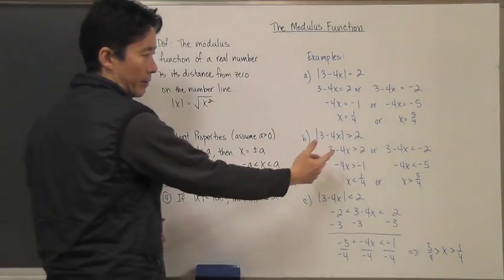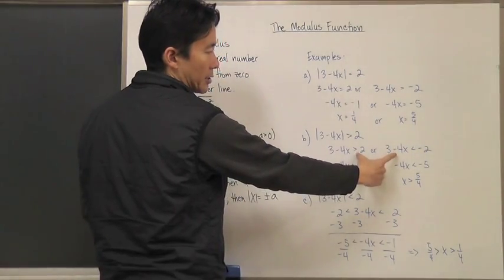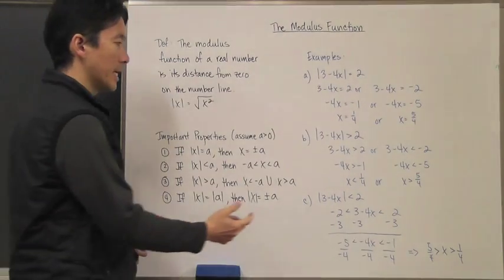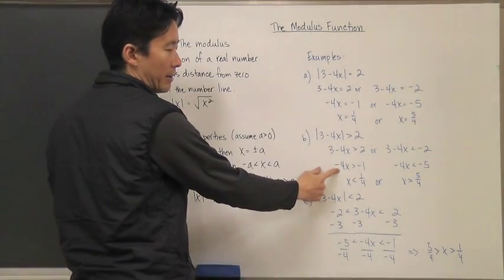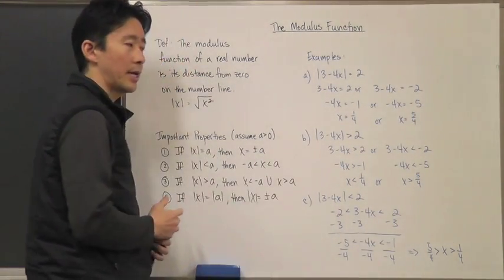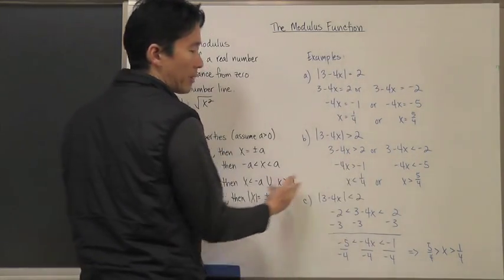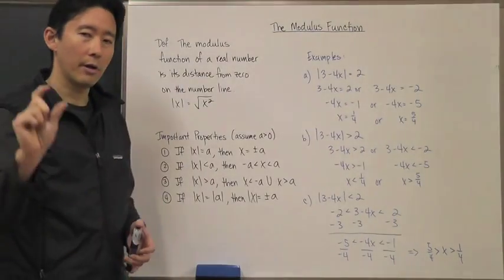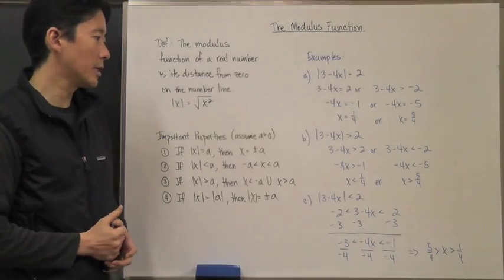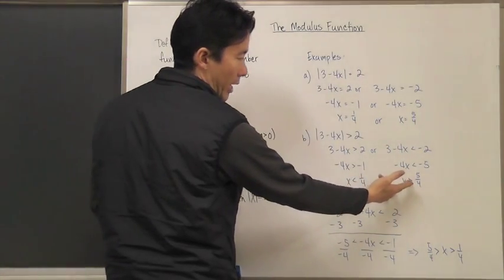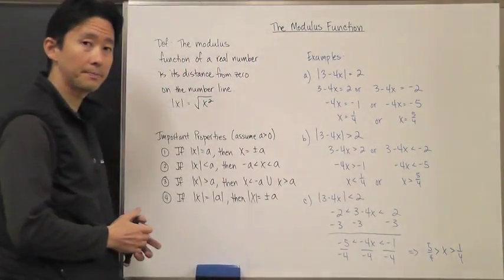Now that I no longer have the modulus function in here, I just solve these inequalities. The one thing to be careful of is that if you multiply or divide both sides by a negative number, and in this case we're dividing both sides by negative 4, you have to switch the direction of the inequality sign. So what I have is x is less than 1/4 or x is greater than 5/4.